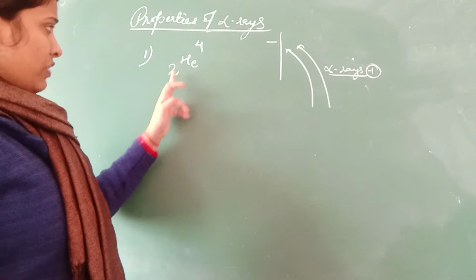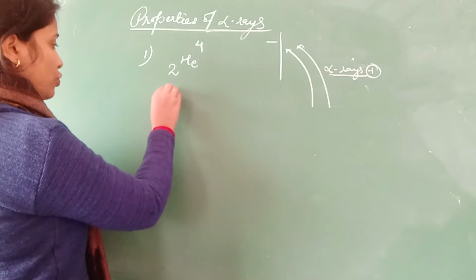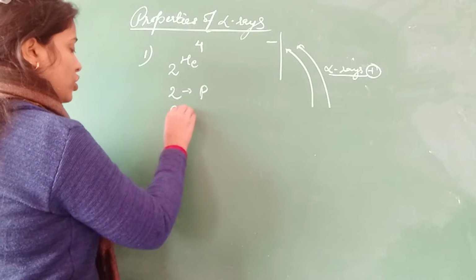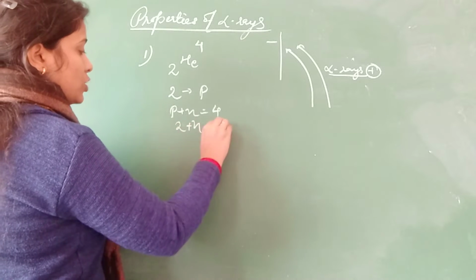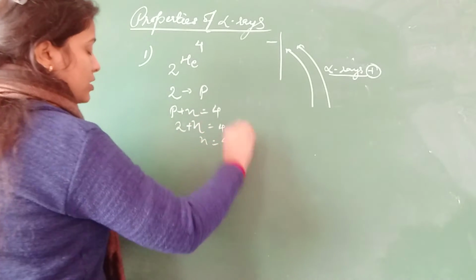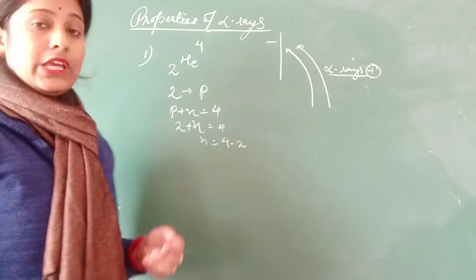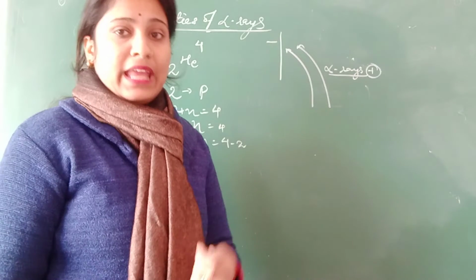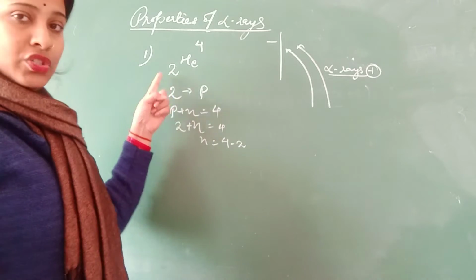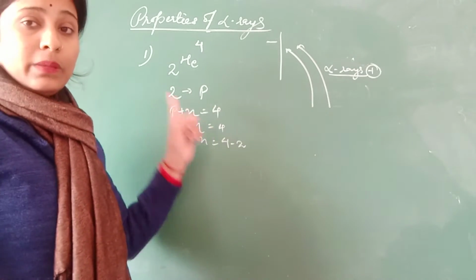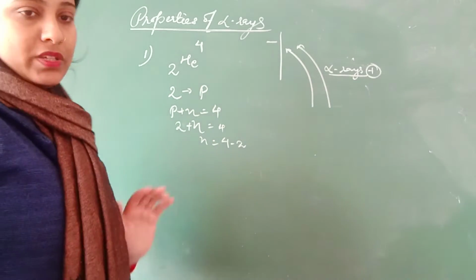Now since we have 2 protons, and protons plus neutrons is equal to 4, what will be the number of neutrons? This will be 4 minus 2, that is, mass number minus atomic number. And the number of protons is always equal to the number of electrons. So basically, the alpha particle is represented in the form of 2He4, which has 2 protons, 2 electrons and 2 neutrons. And on the basis of the number of electrons we make the electronic configuration. I hope the first property is clear.